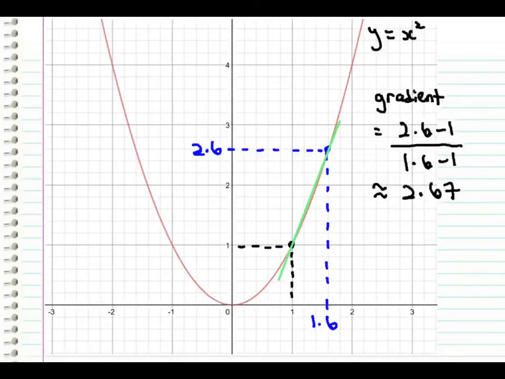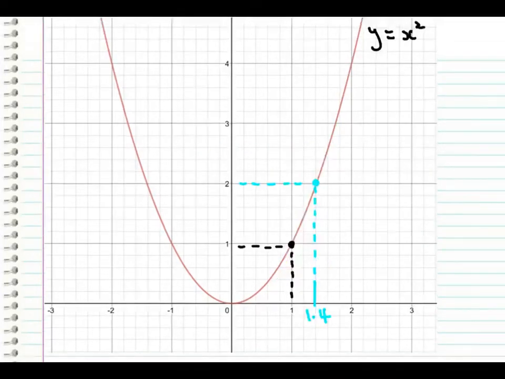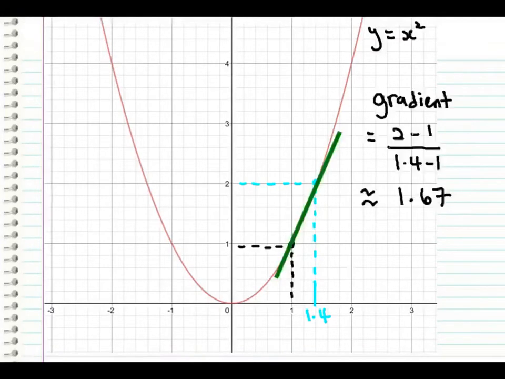equals 1. If we apply the formula for gradient, we find that the gradient of this line is 2.67, which is actually quite close to the actual value of 2. Now, let's try with a different point which is closer to the point x equals 1 on the curve, such as the following. Then, we draw a straight line passing through these 2 points and find the gradient of this line. If we apply the formula for gradient, the gradient of this line is 1.67, which is even closer to the actual value of 2.